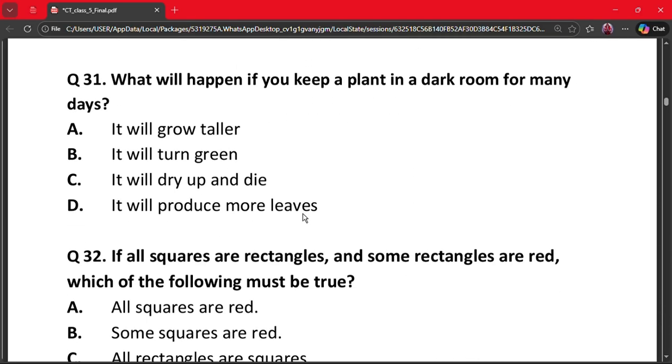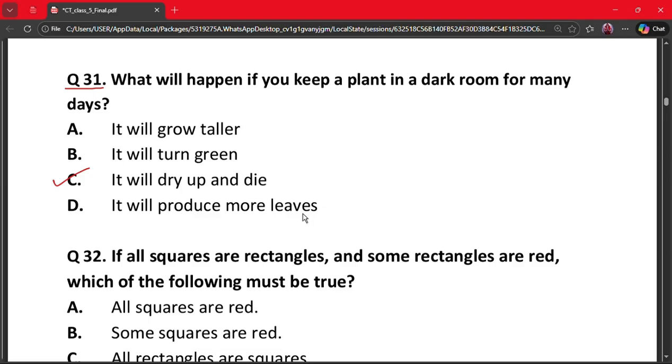The next question is question number 31. What will happen if you keep a plant in a dark room for many days? A. It will grow taller. B. It will turn green. C. It will dry up and die. D. It will produce more leaves. So here the correct answer is option C. It will dry up and die.